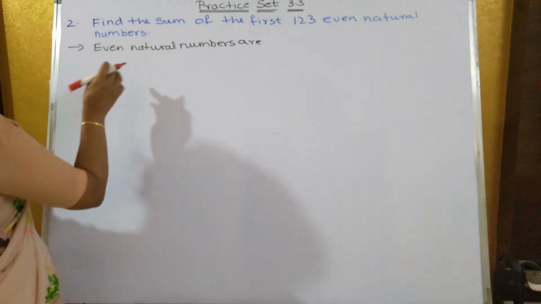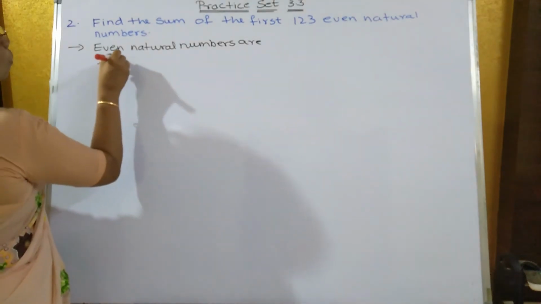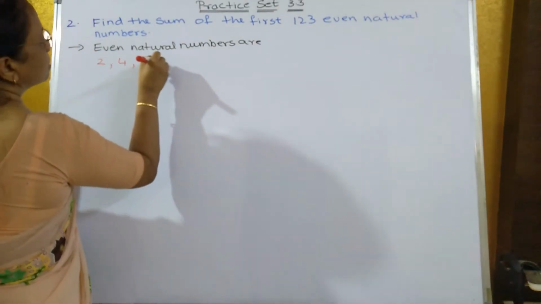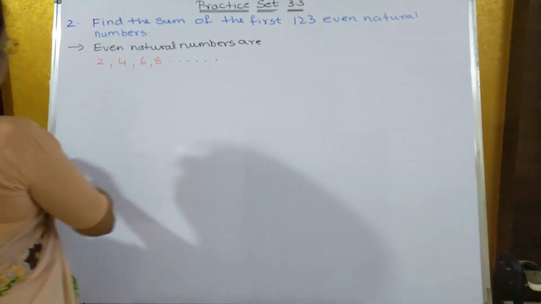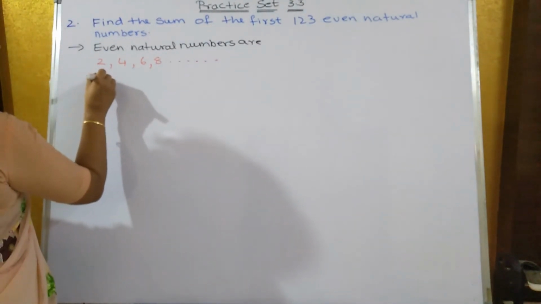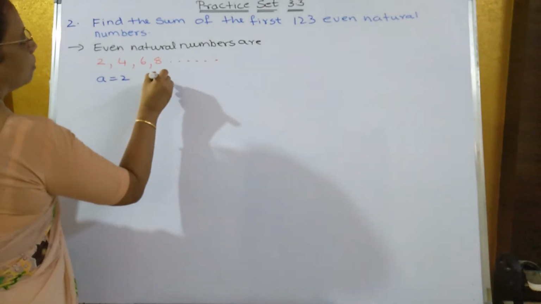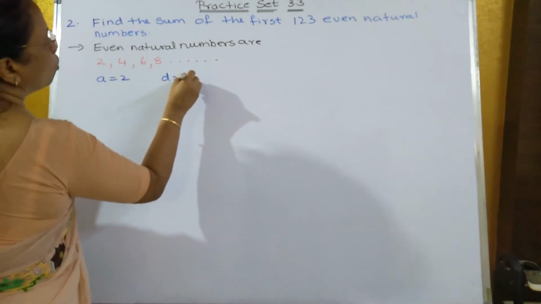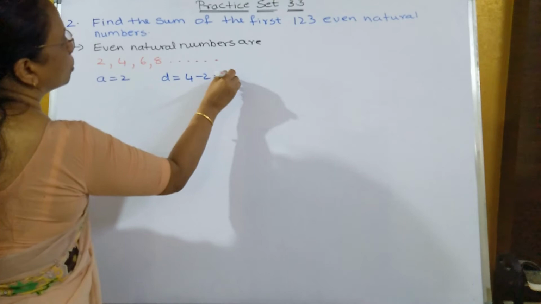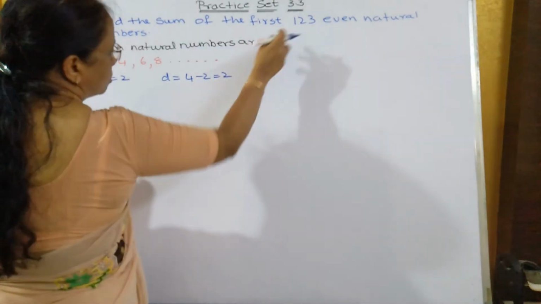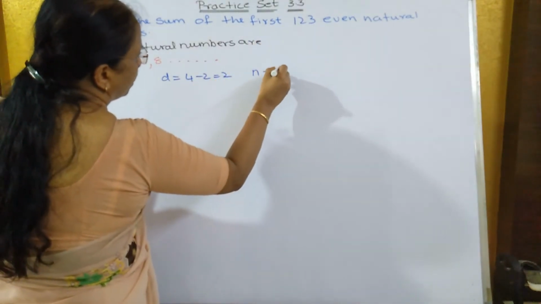Now sum number 2: find the sum of the first 123 even natural numbers. So what are the even natural numbers? 2, 4, 6, 8 and so on. What is your a over here? a is equal to 2. And what is d equal to? 4 minus 2, that's equal to 2. And n is already given. n is equal to 123.